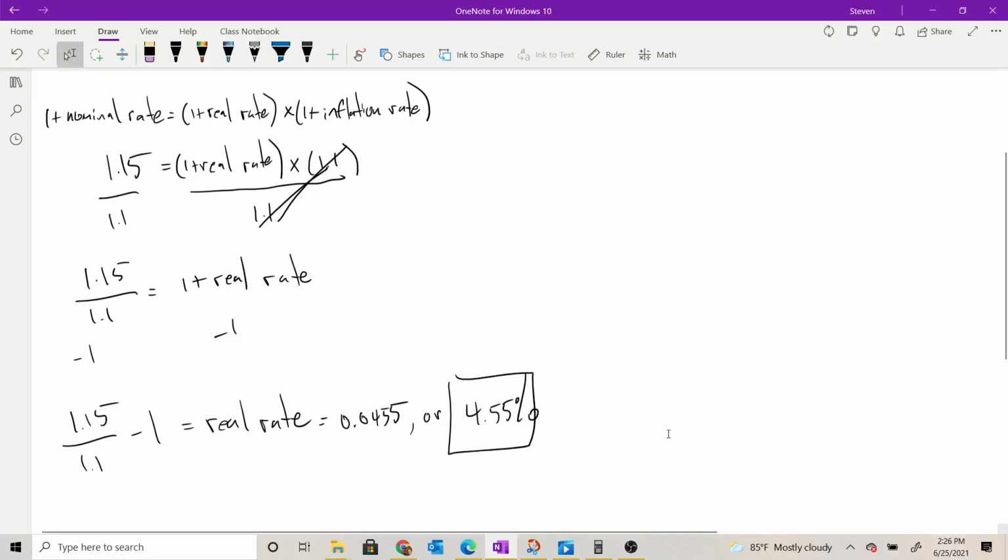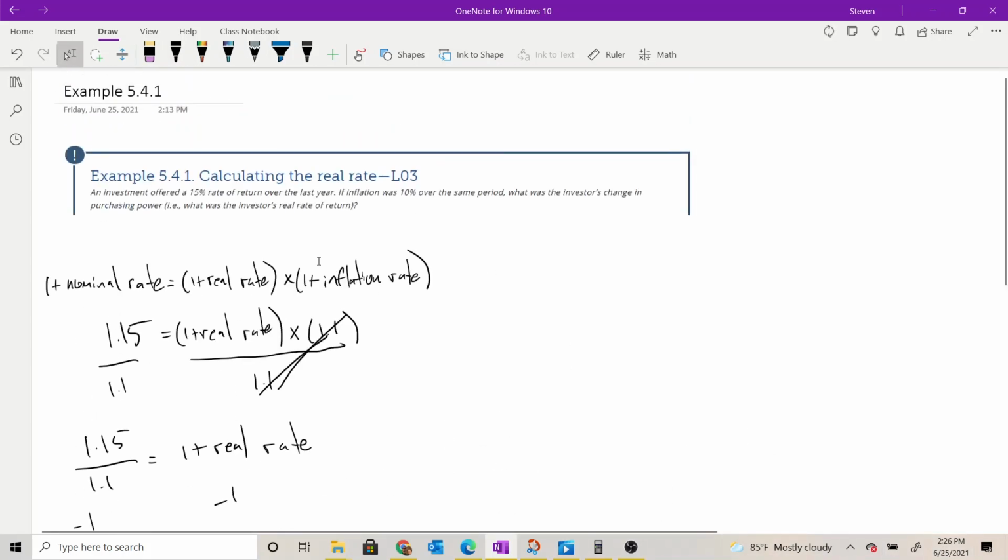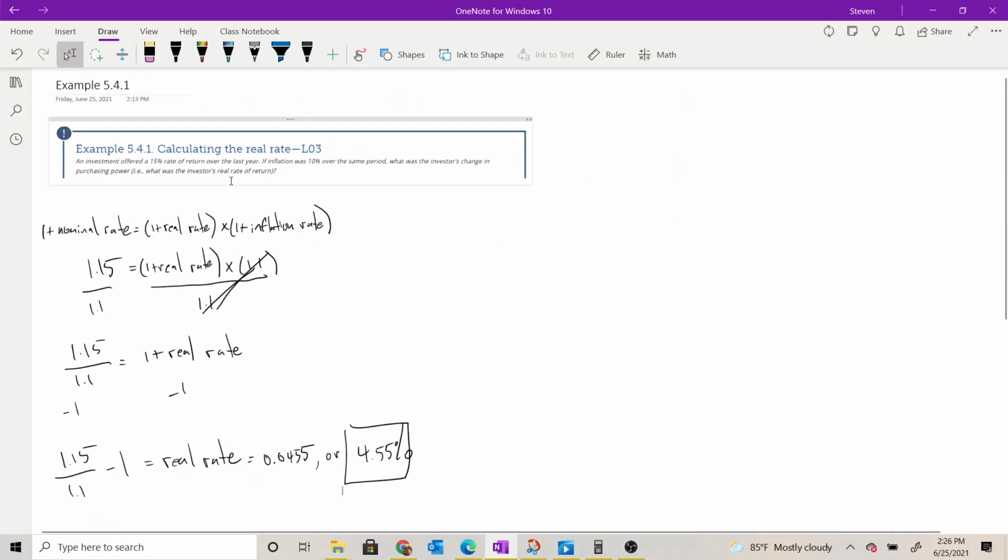Right? Although we did earn 15% on this investment, prices over the same period rose 10%. We earned 15%, but prices rose 10%, so we can only buy 4.55% more stuff.